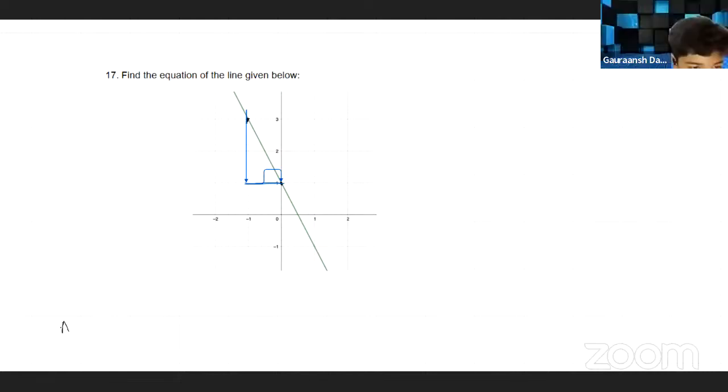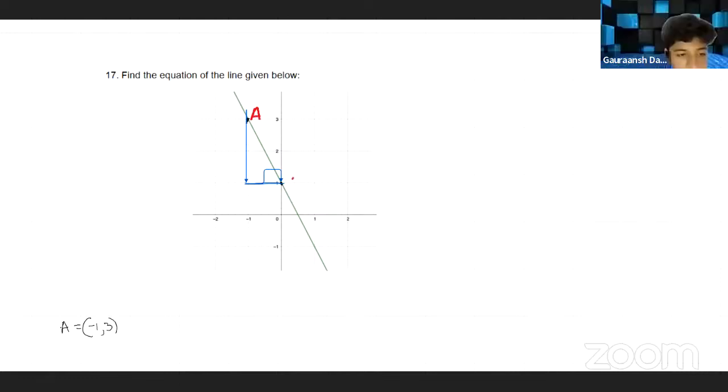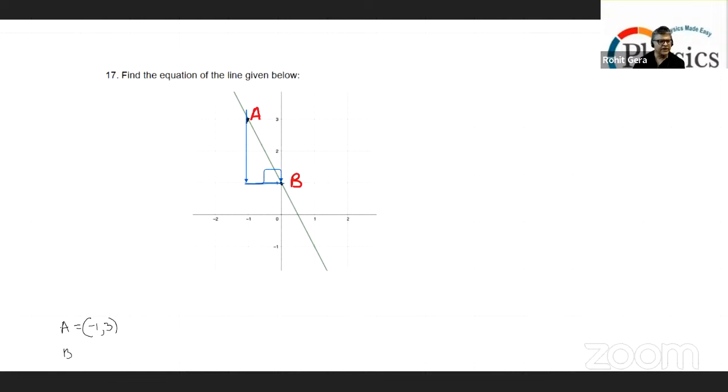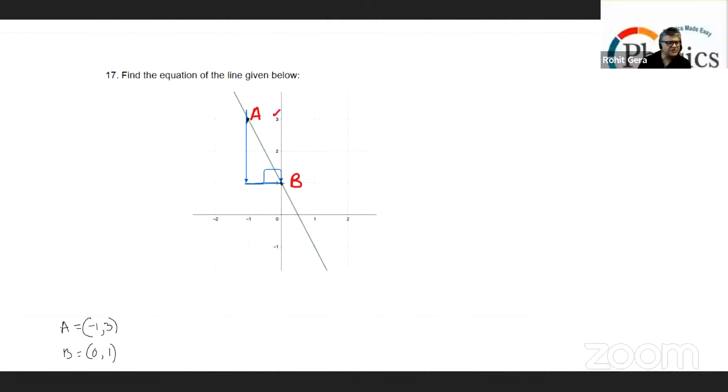You've already marked one, here, right? So let's call this A. Let's call this B. So write the coordinates of A. You're writing it as -1, 3. Height is 3, okay. And then this point is 0, 1. So you have 2 points on a line.